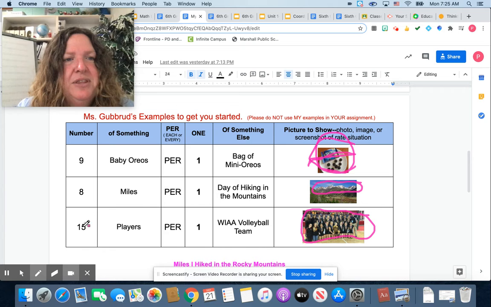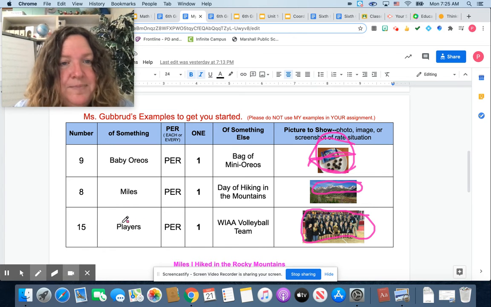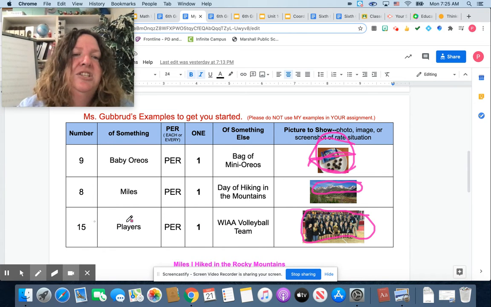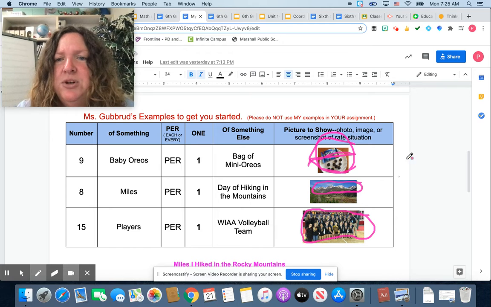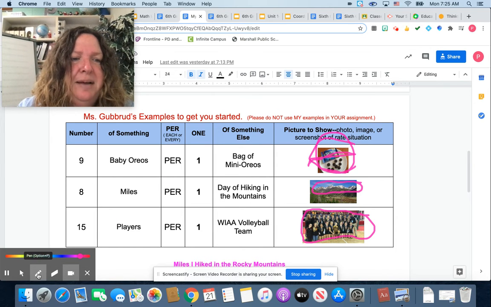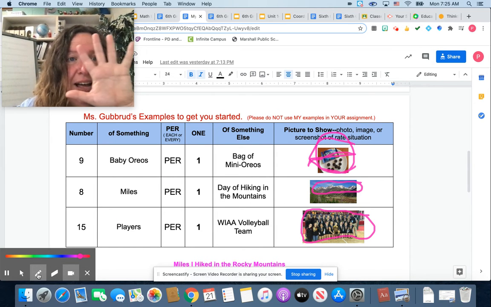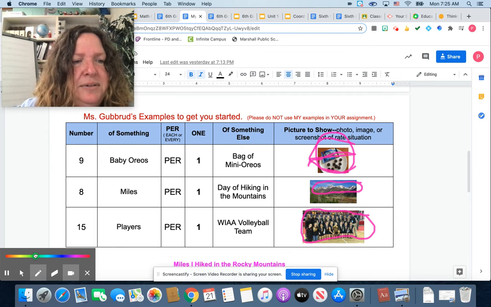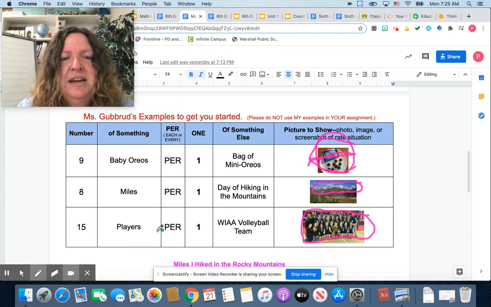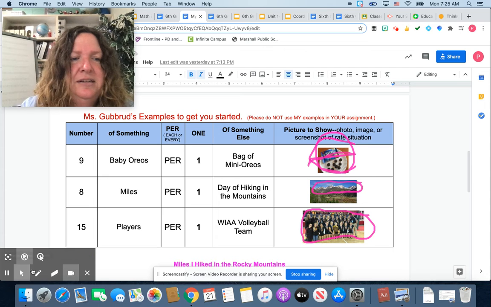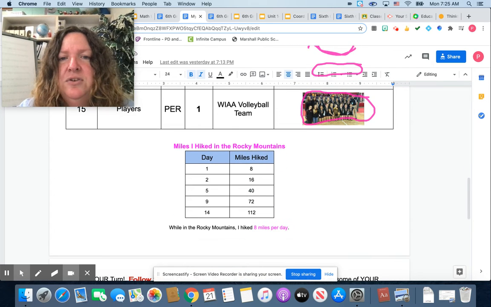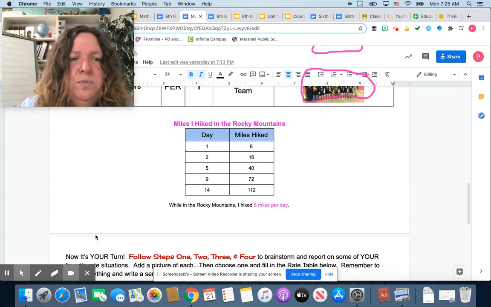So you can see I put the number of something per one something. So that's the number of players per volleyball team. So those are my 3 that I brainstormed. You're going to brainstorm at least 5. Now, I'm going to go and grab a different color. Now, once you're done with that, then you're going to make your own rate table.